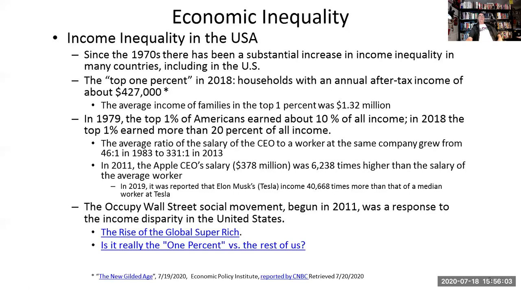We'll see a little in the graph here in a moment. So in 1979, the top 1% earned about 10% of all the income earned in the United States, but in 2018, it was a little over 20%.